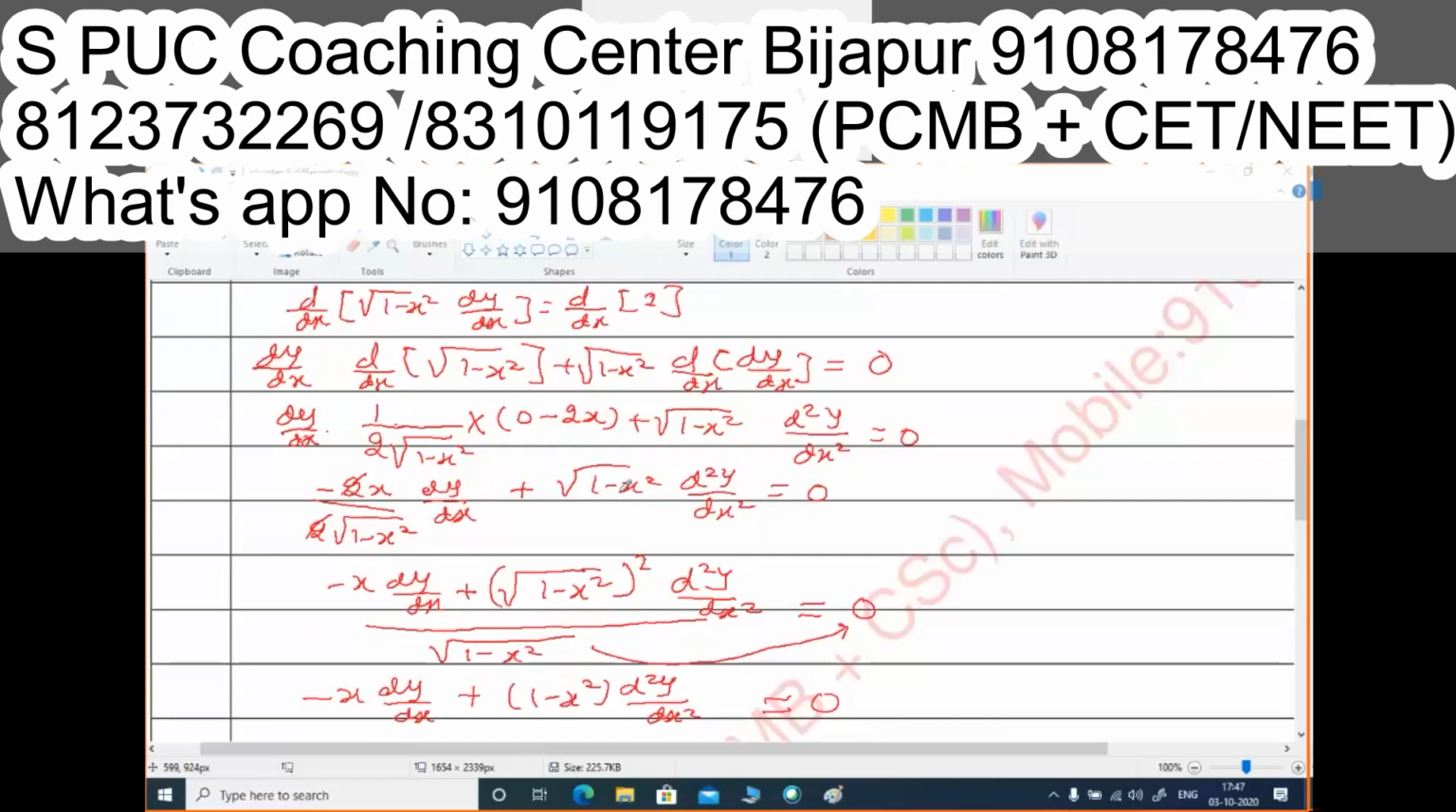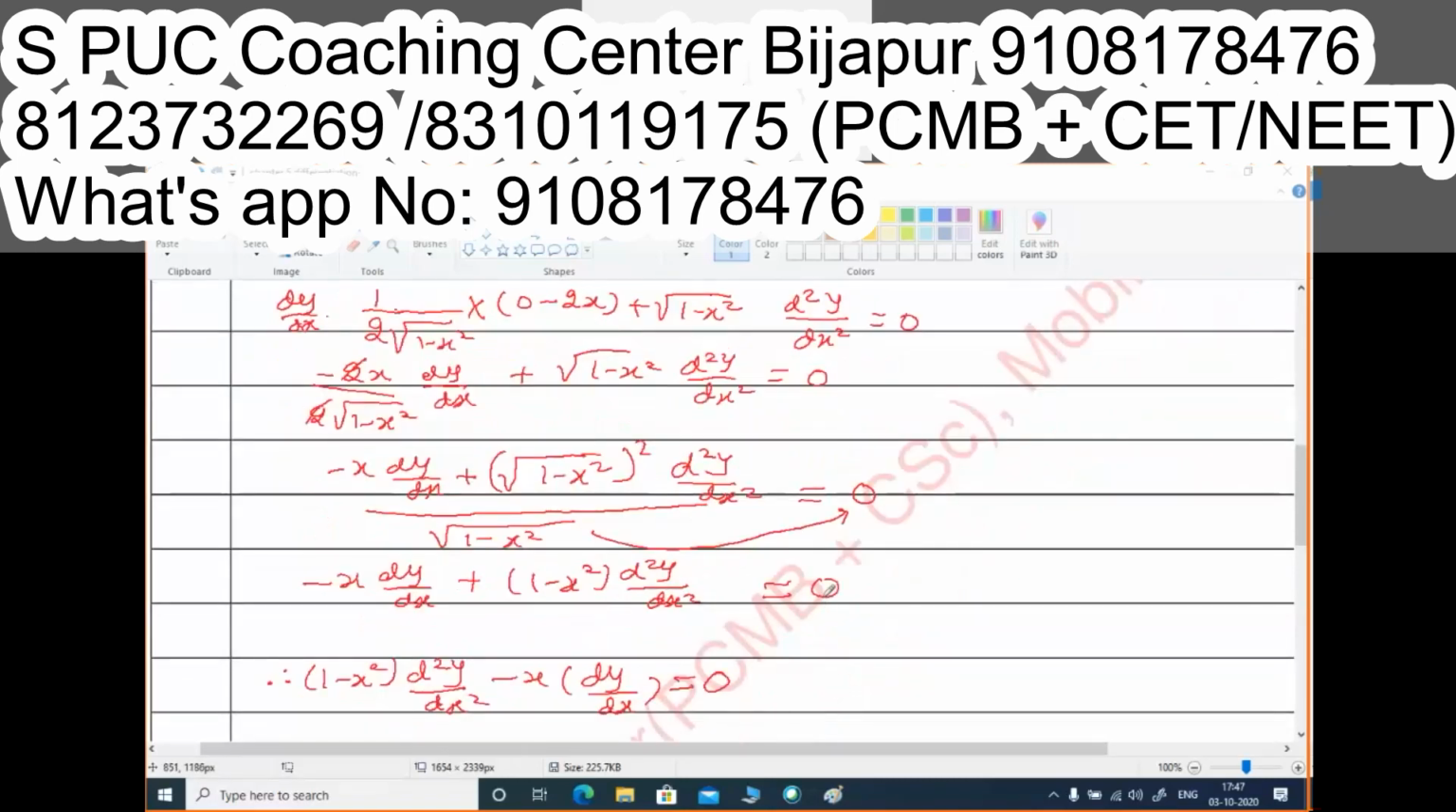Next, root of 1 minus x square, d square y by dx square equals to 0. You have taken the LCM. If you take the LCM, this term as it is you are going to write, and this is going to get multiplied here, that is root of 1 minus x square bracket square and d square y by dx square. Thereafter you multiplied this on this side, that is root of 1 minus x square into 0 into anything, of course 0 it is.